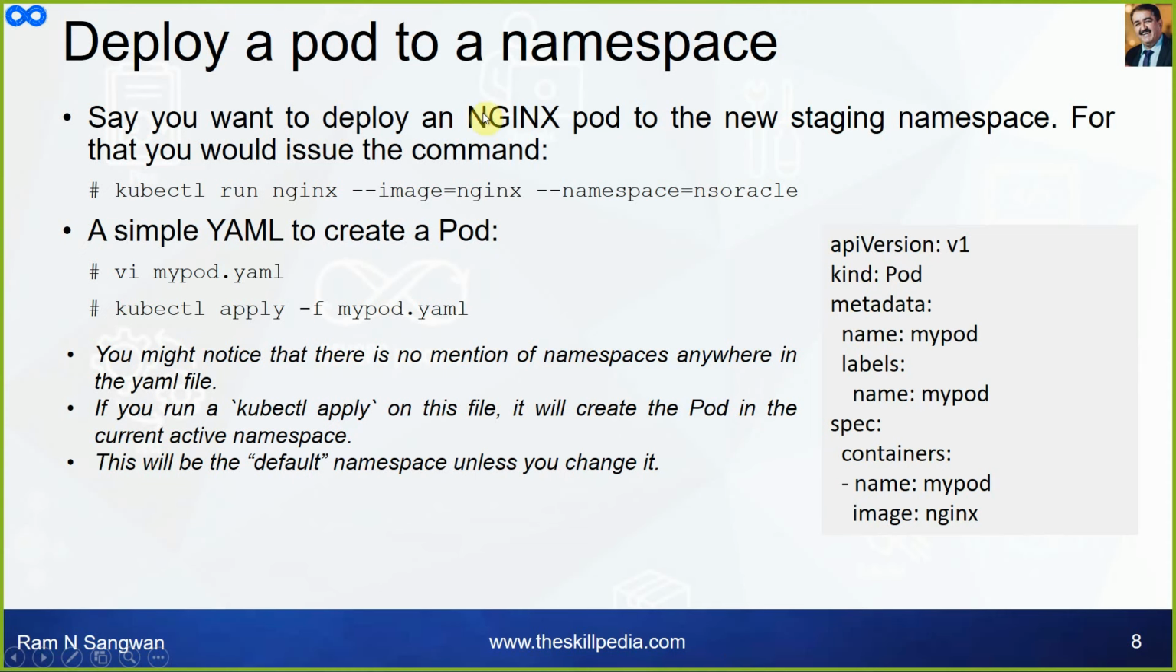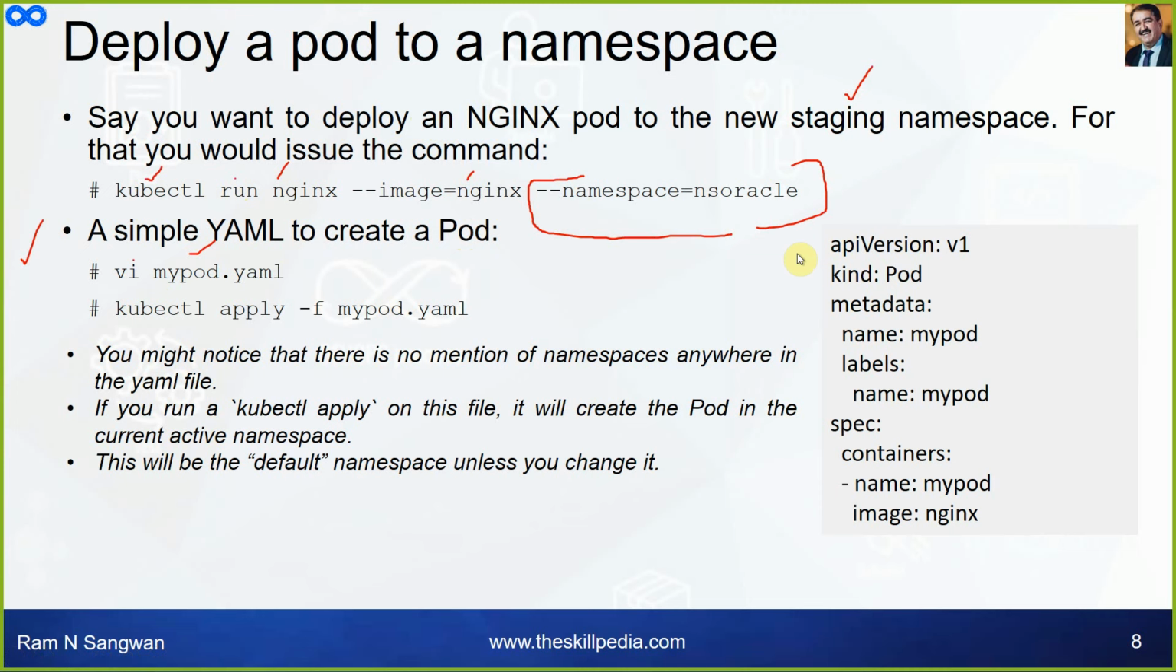Say you want to deploy an Nginx pod to a new staging namespace. For that you issue the command kubectl run nginx, image is nginx, and namespace is the new namespace you have created. So the Nginx will be deployed in this namespace. Here is a simple YML file to create a pod. Of course, we'll go into detail in the session related to pods, which will come after the tea break. So vi mypod.